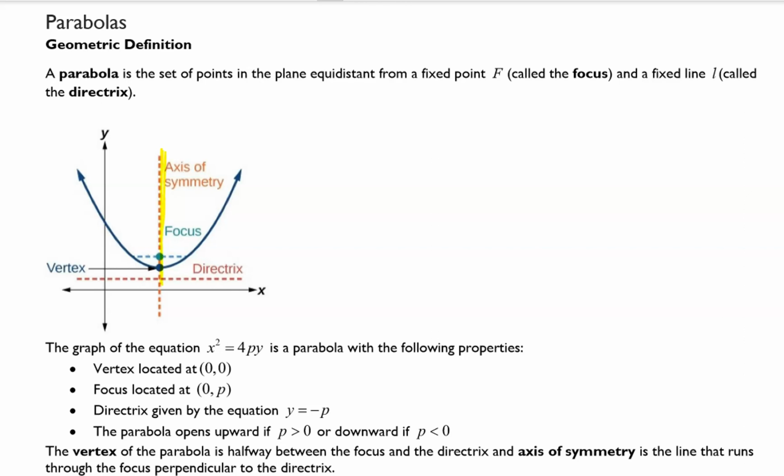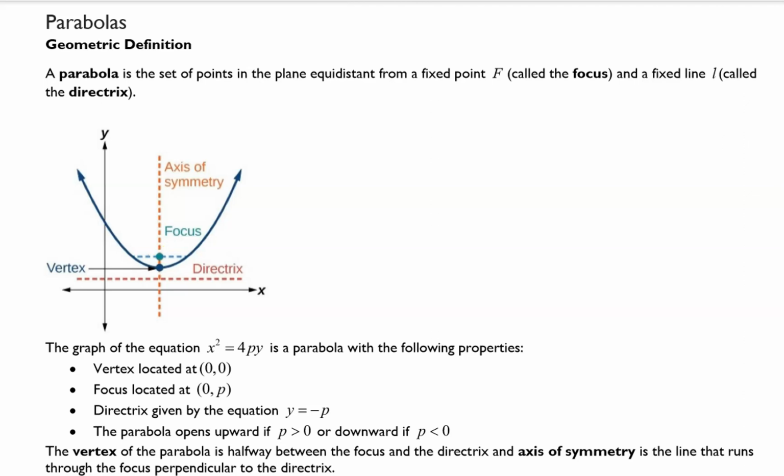So this vertical line here that goes through the vertex is called the axis of symmetry. Then we have the vertex, which we're probably used to. It's either the highest or the lowest point on the graph of the parabola. Then we have the directrix, which is perpendicular to the axis of symmetry. And then lastly, we have this point called the focus.